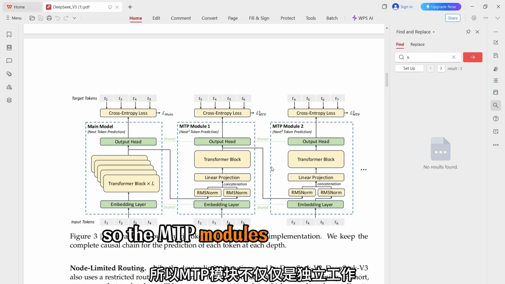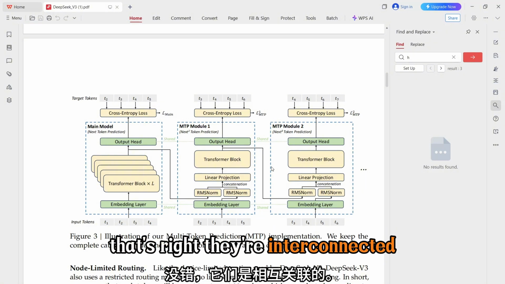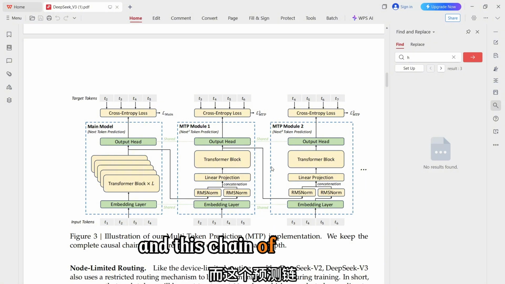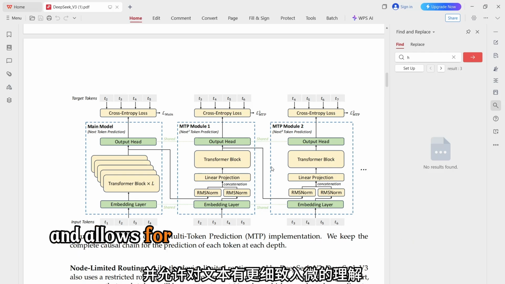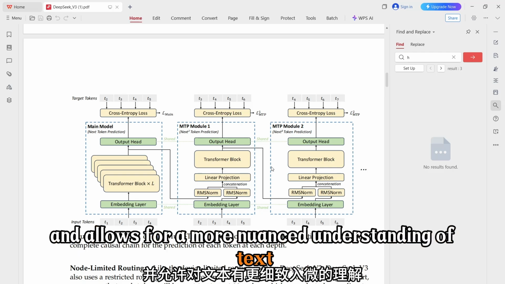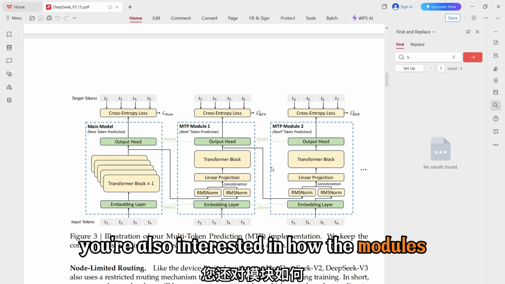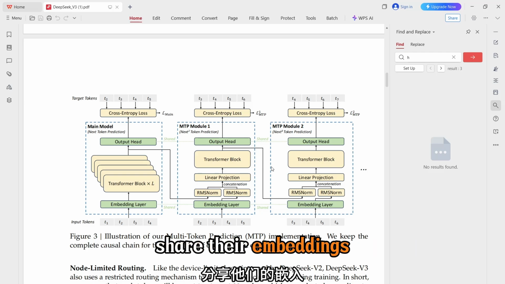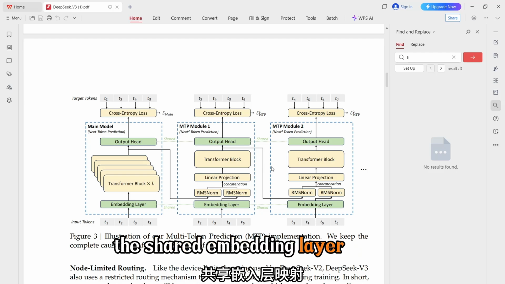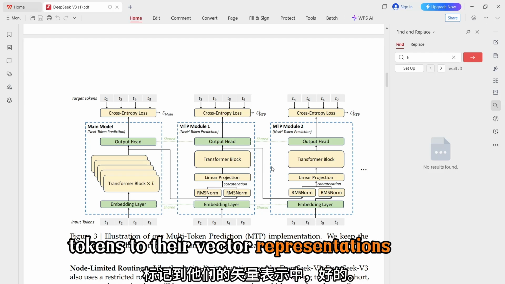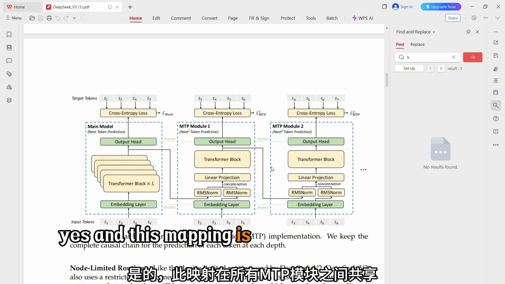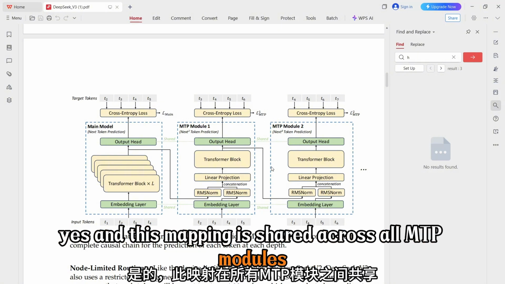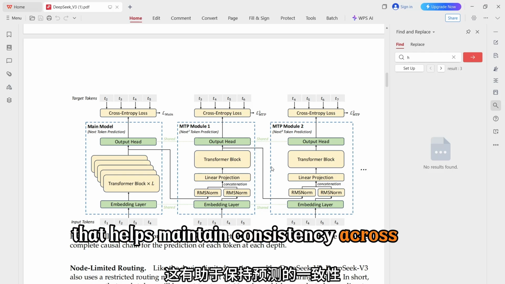So the MTP modules don't just work independently. That's right, they're interconnected. And this chain of prediction contributes to greater training efficiency. And allows for a more nuanced understanding of text. Now, you're also interested in how the modules share their embeddings. Right. As you know, the shared embedding layer maps tokens to their vector representations. Okay, so each token is converted into a vector. Yes, and this mapping is shared across all MTP modules. Okay, so that helps maintain consistency across the predictions.